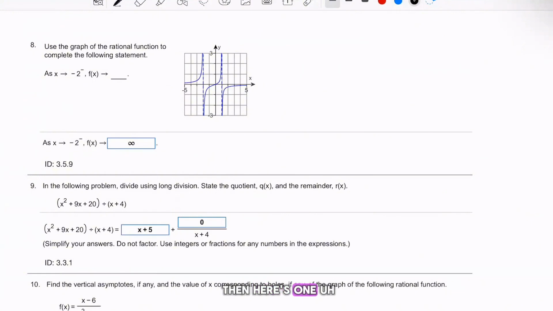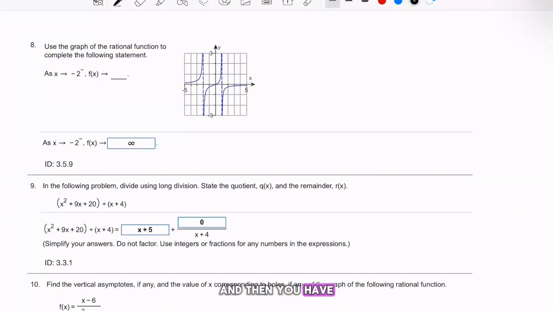And then here's one, like it was in 3.5. You are just describing what happens as X approaches -2 from the left. So if you take your finger and you go across the graph and you get to -2, which way is it going? It's going up to infinity.